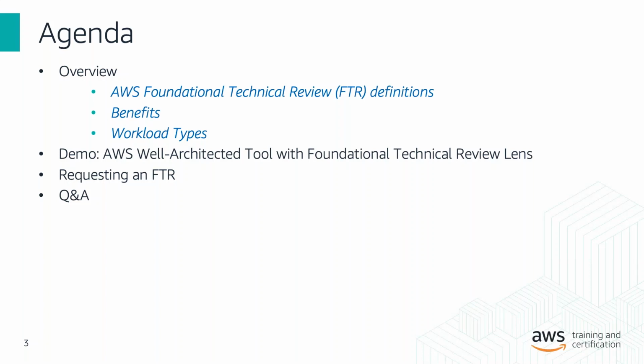This demo is particularly for those of you who offer solutions that you host or manage in your AWS accounts, basically solutions that customers consume as a service. Otherwise, the FTR Lens doesn't really apply to you, but of course, feel free to stick around and learn about it. It never hurts. I'm also going to show you how to request an FTR, and then I'm going to be answering questions that were not addressed in the chat.